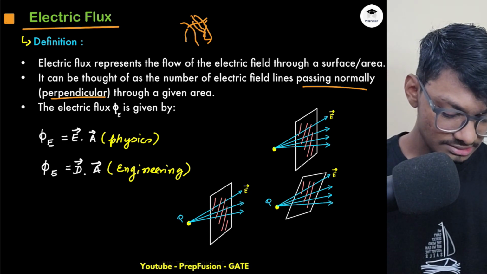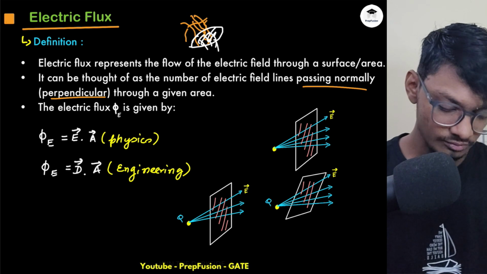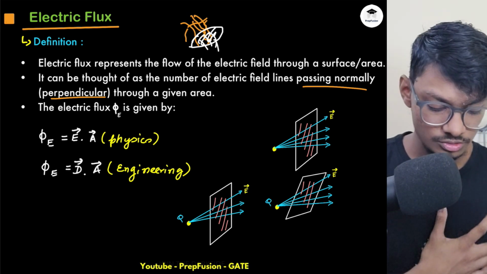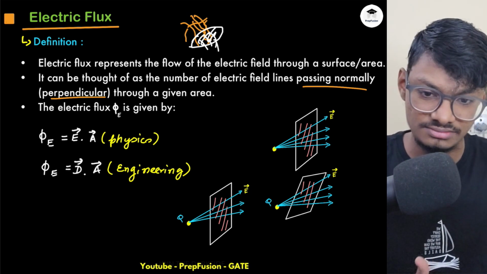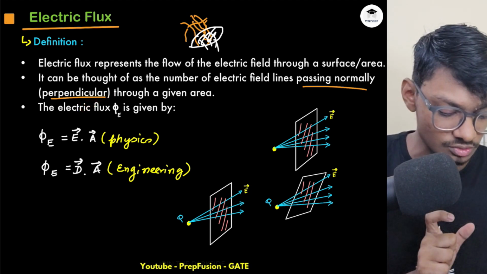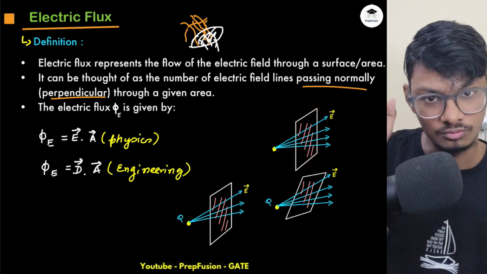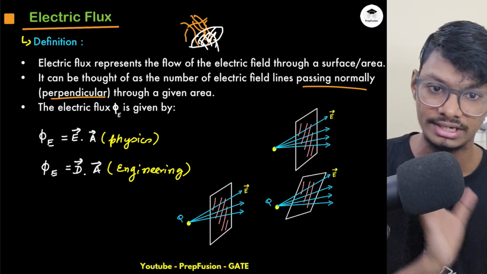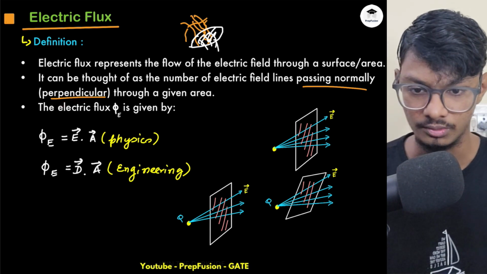Now if I place just a net over here, water will pass through this net. So the amount of water that is passing through this net is analogous to the amount of electric field lines passing through a particular surface or area. So this water is analogous to electric flux here. I hope you understand. The perpendicular part I will come to, don't worry.